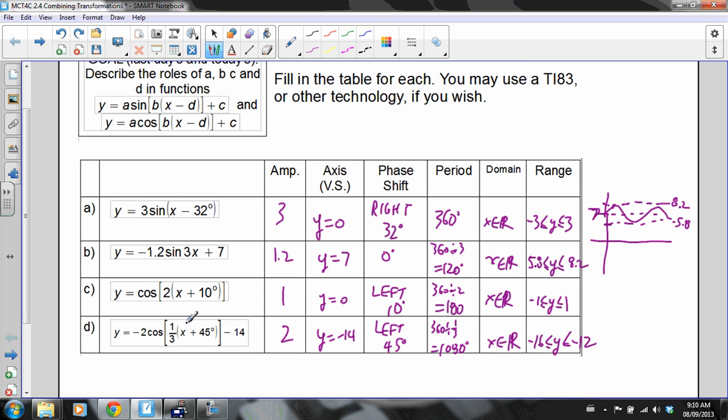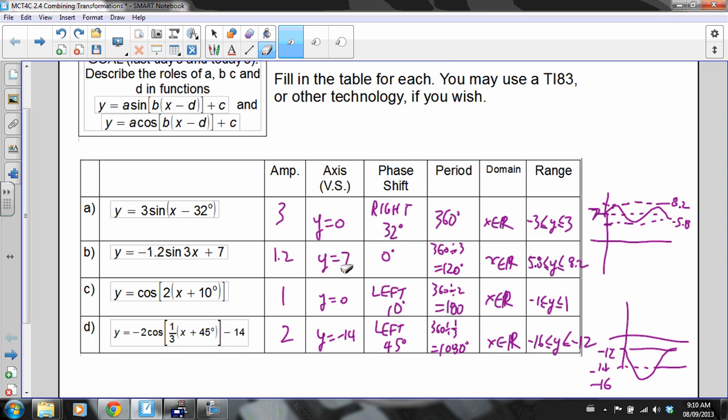Another one that's like that is the last one, and it's got everything involved. It's got a flip there, and everything's messed up in this one. But I want to go over this range business again. Notice that the middle point, the axis, would be way down here at minus 14. It's a cosine graph, so I know it's going to start above, and then go back and forth. But how far above is it going to go? This isn't to scale, but from the axis here, it's going to go up amplitude 2 units. So from negative 14, it's going to go up to negative 12, and down 2 units from there is negative 16, and that's where the range comes from. So we don't necessarily need to have a graph to be able to do that.